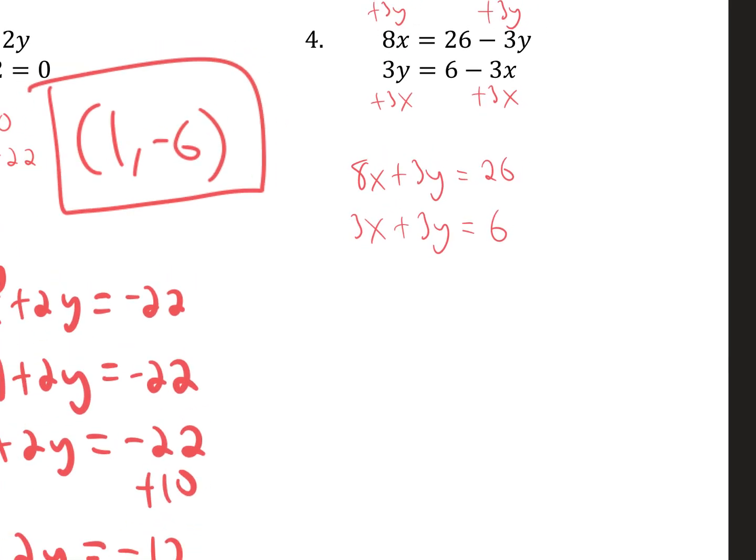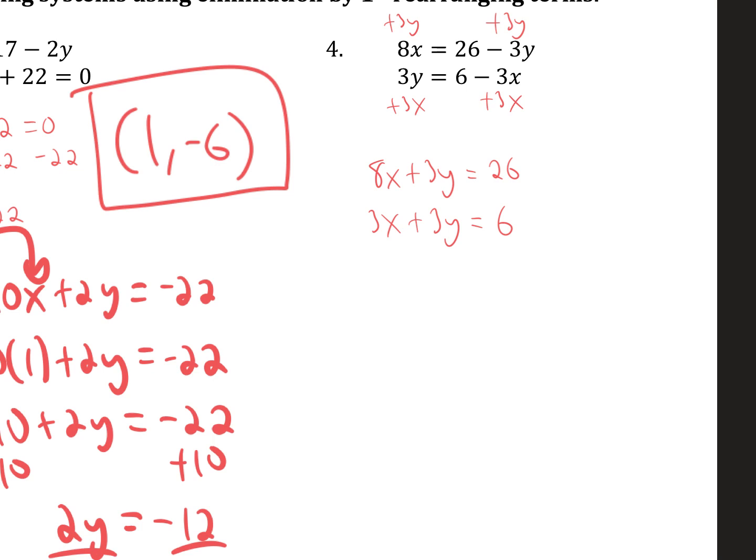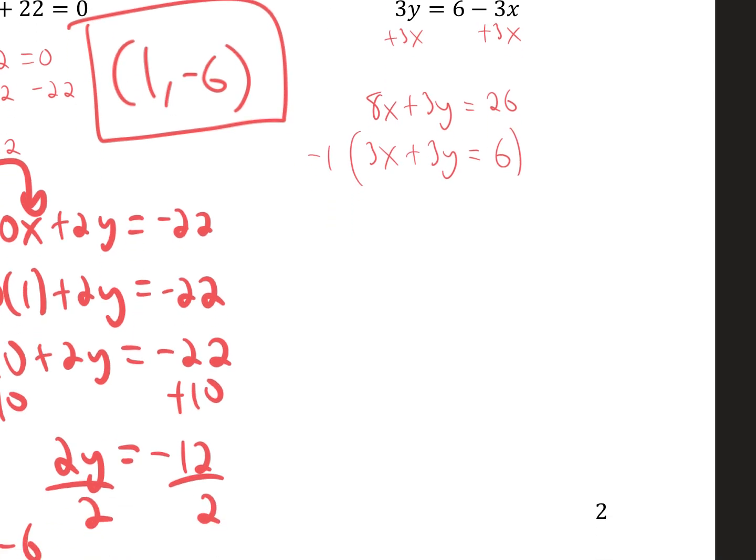All right, similar thing here. We have everything lined up. Do we have x and y on the same side? We do. Do we have opposites? We do not. We can multiply something by -1. Multiply the bottom by -1 here. Multiply everything on the bottom by -1 and keep the top the same. So -1 times 3x is -3x. -1 times 3y is -3y. And -1 times 6 is -6.